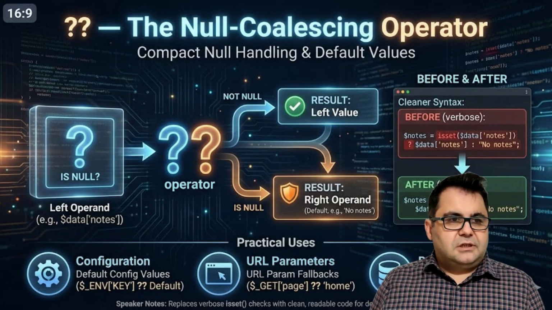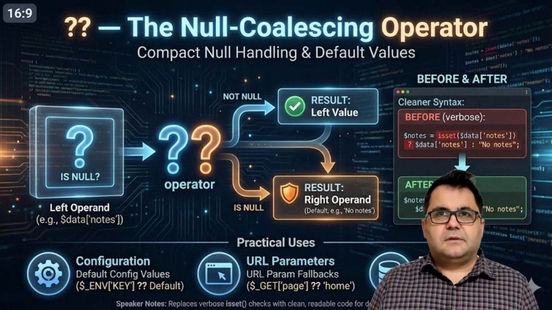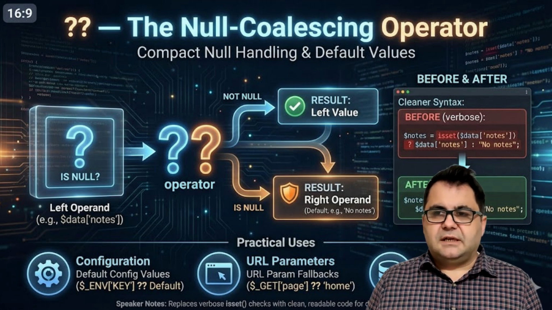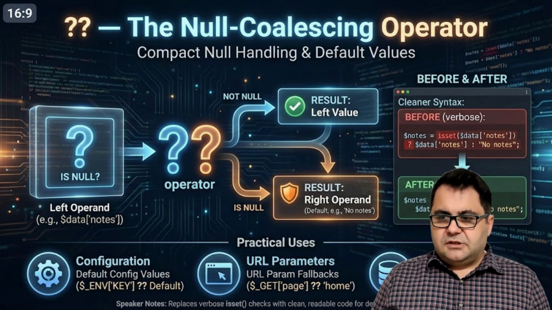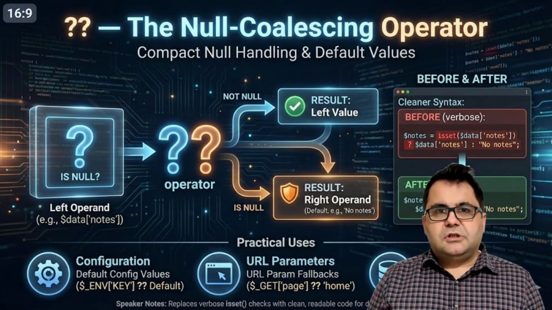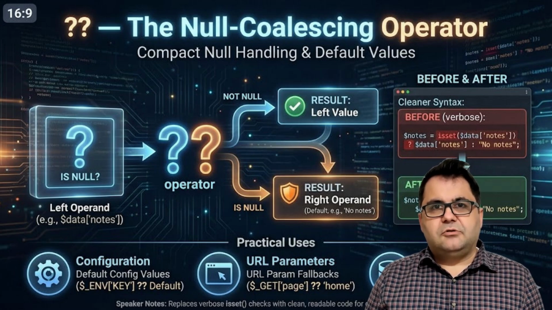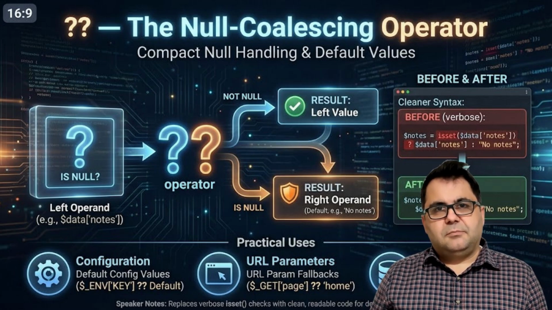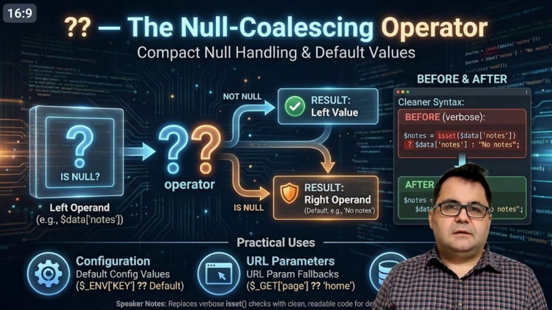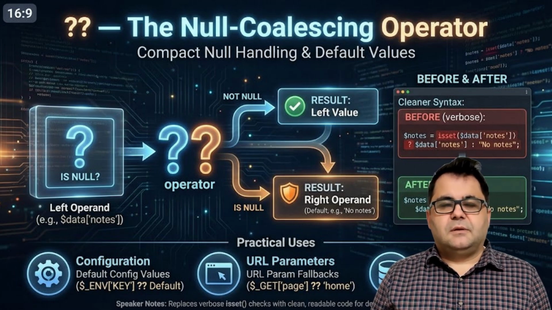The null-coalescing operator, ??, is one of PHP's most useful features for our platform. It returns the left side if it's not null, otherwise the right side, the default. This replaces verbose isset checks with clean, readable code. We'll use it everywhere, defaulting URL parameters, providing fallback values for configuration, looking up emission factors with a default of 0. You can even chain it. Try a custom value, then a default value, then a hard-coded fallback.